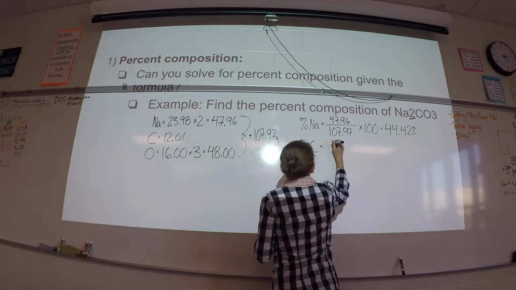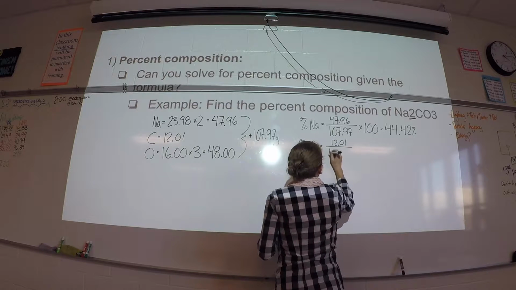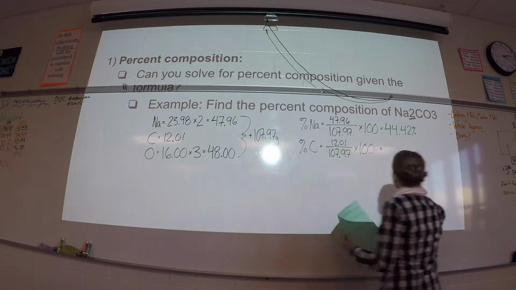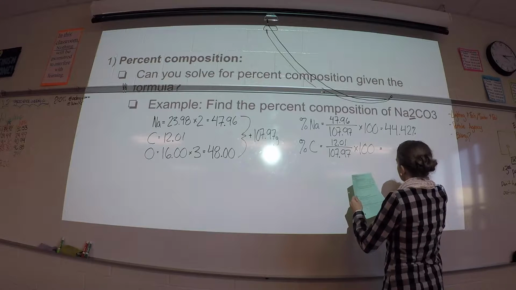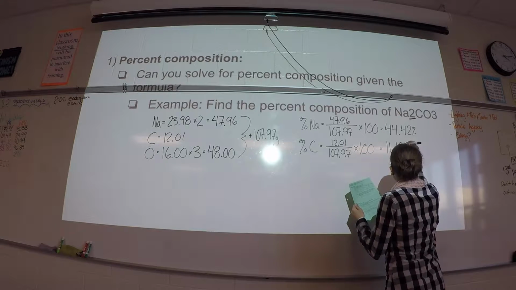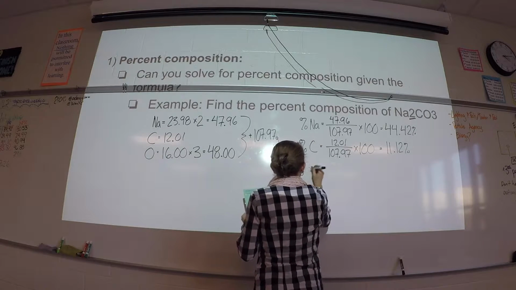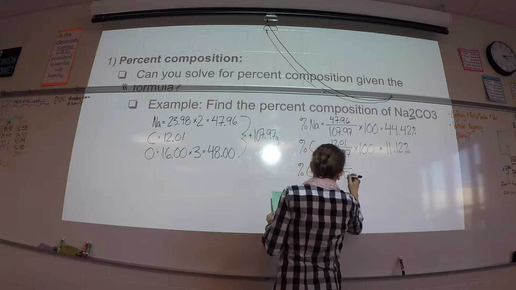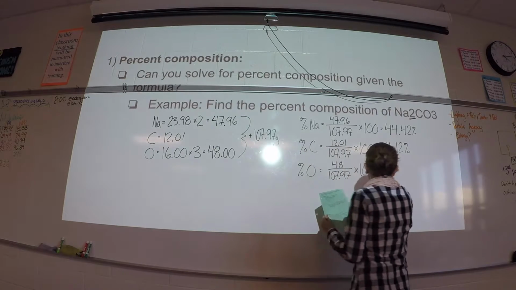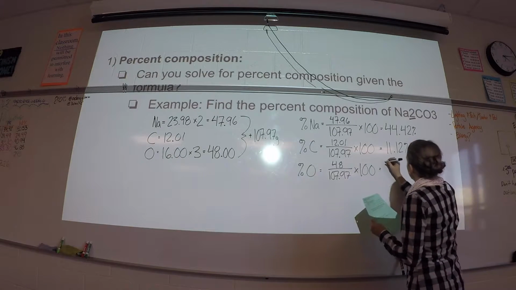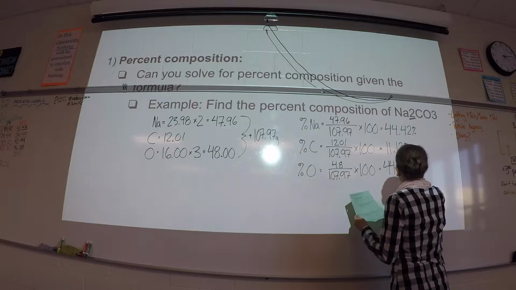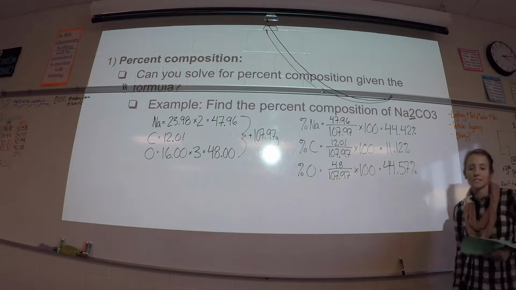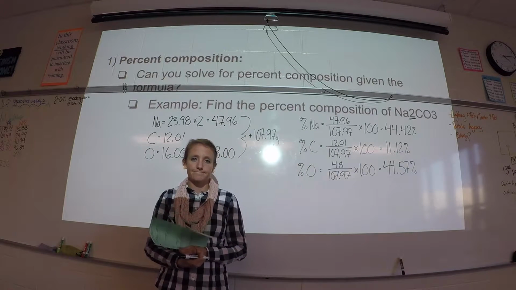Okay, let's do carbon. The percent of carbon is 12.01 on top over the total times by 100, which I got to be 11.33%. And then finally the percent of oxygen, 48 over 105.99 times by 100, and in the end we get 45.29%. These are the percent compositions of sodium carbonate.